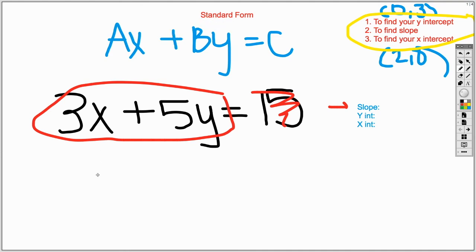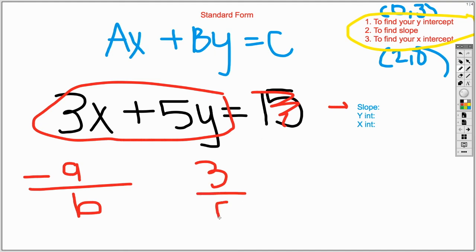So what we would literally do is follow the formula of negative a over b. So it would be 3, because 3x is our a and 5y is our b. 3 over 5, and put that negative sign. So our slope is negative 3 over 5. That easy. That's literally the only formula you even have to remember.